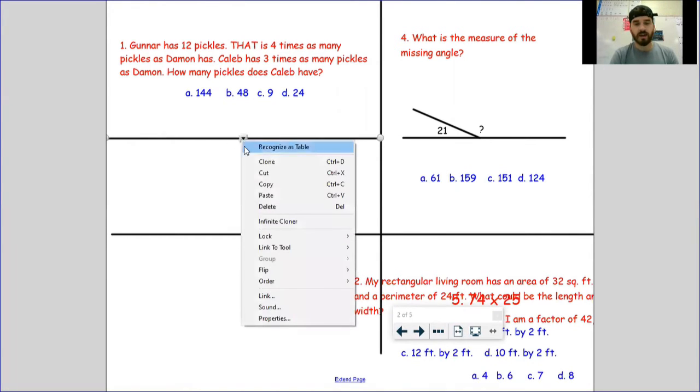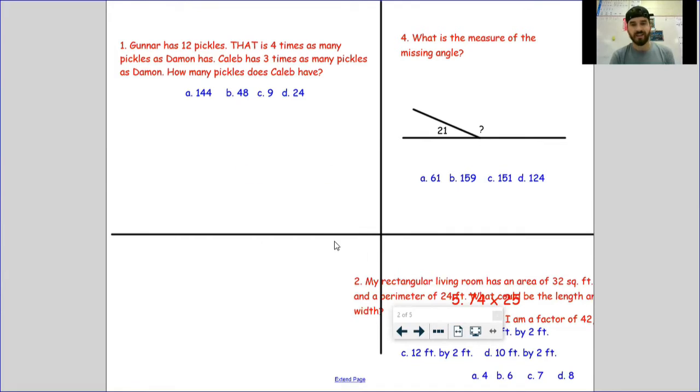Number 1 says Gunnar has 12 pickles. That is 4 times as many pickles as Damon has. Caleb has 3 times as many pickles as Damon. How many pickles does Caleb have? So yesterday's video, I did a chart, and today I'll show you something a little bit different because you might see some words in there that make you think, oh my gosh, we've been doing that for a long time in school. When you saw your 4 times as many, you probably thought of the words multiplicative comparisons, right?